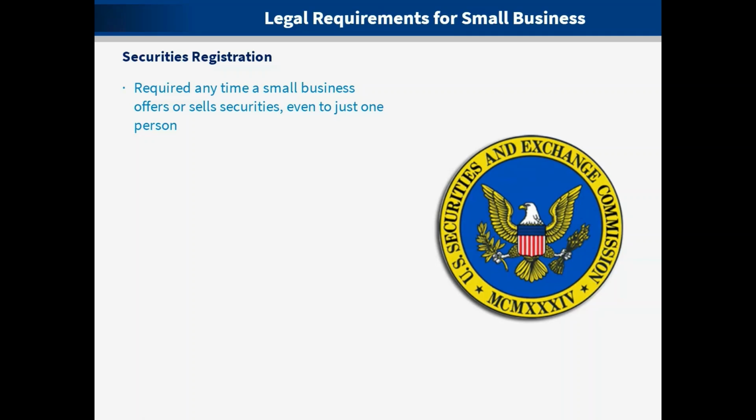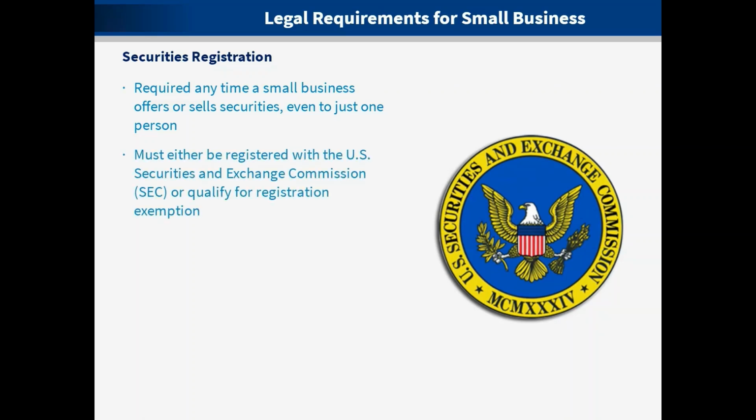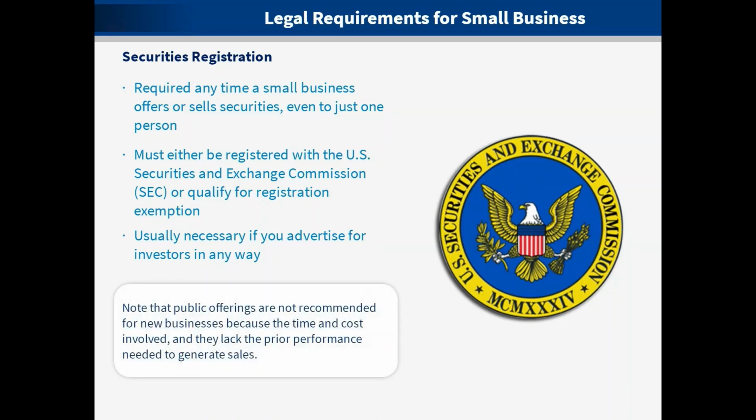Anytime a small business offers or sells securities, even to just one person, the offer and sale must either be registered with the U.S. Securities and Exchange Commission, SEC, or qualify for one of the registration exemptions provided under the Securities Act. Registration is usually necessary if you advertise for investors in any way. Note that public offerings are not recommended for new businesses because of the time and cost involved and because they lack the prior performance needed to generate sales.